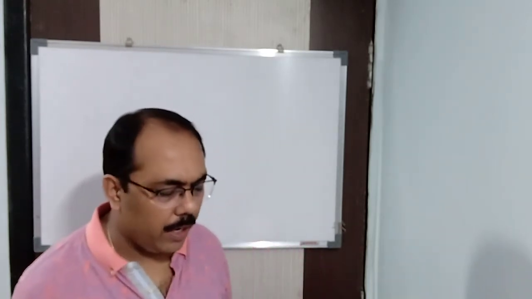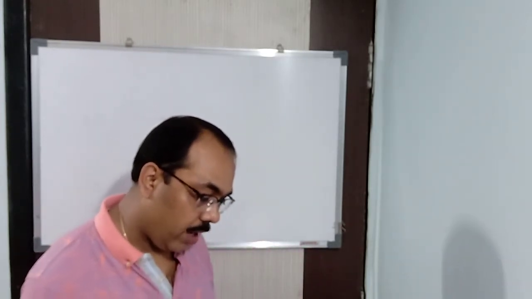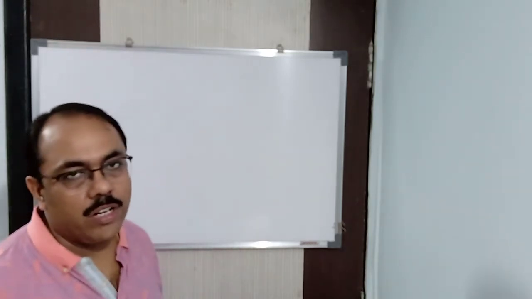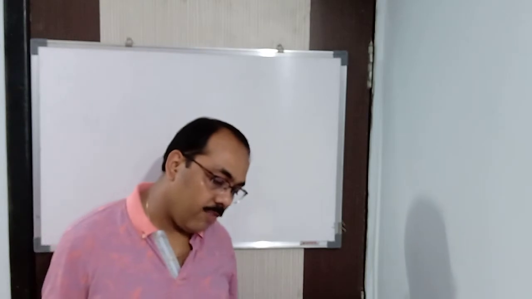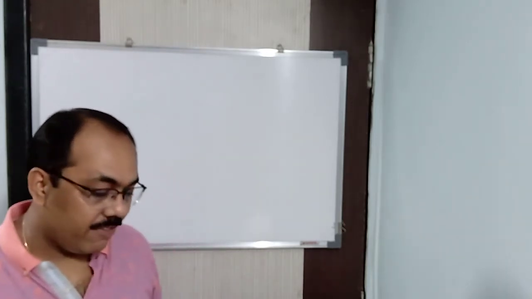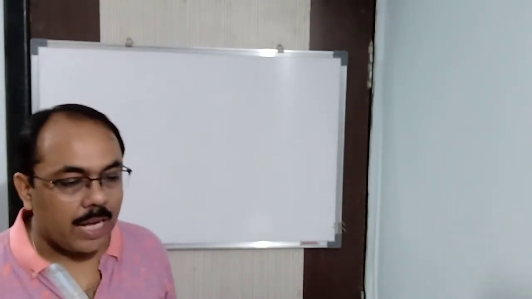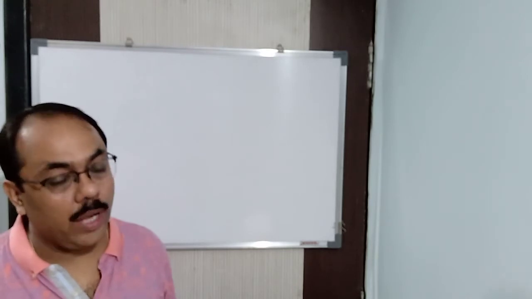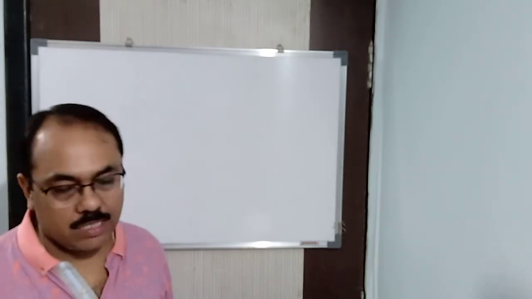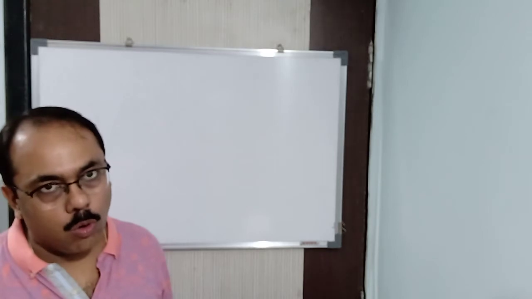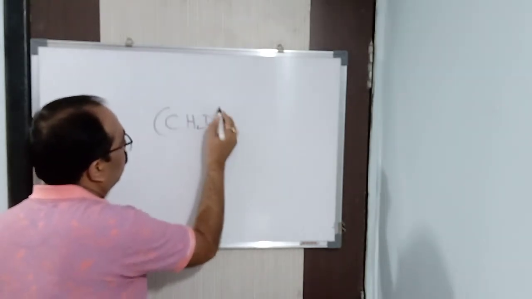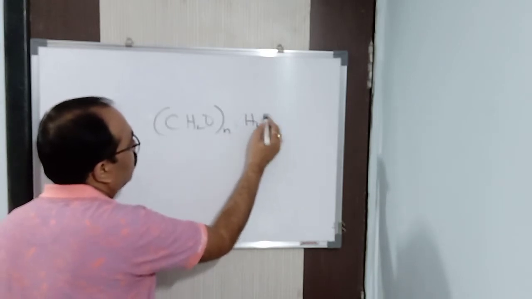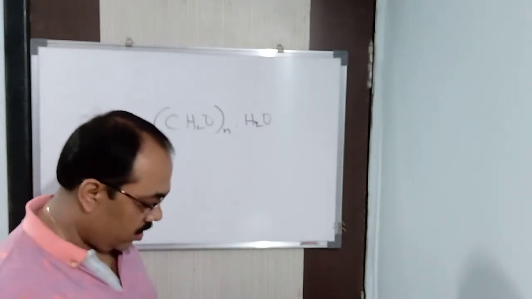So whatever it is, an aqueous solution of formaldehyde, called formalin, is evaporated to dryness. A white crystalline solid is obtained. This solid is a polymer of formaldehyde and is called paraformaldehyde. Its formula is (CH2O)n·H2O. It is known as paraformaldehyde.